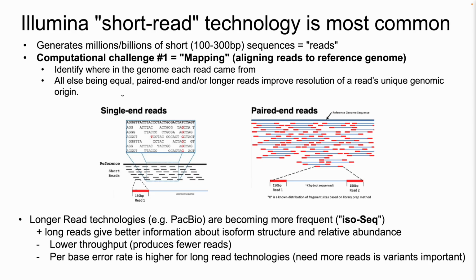So all of the problems with assembly that we're going to talk about on the next slide, and mapping, kind of go away with the longer read technologies, but they're still sort of expensive in the sense that you get lower throughput. We'll talk about why high throughput is important. And the per base error rate is higher, which also increases the cost. It means you've got to do more sequencing in order to correct the base calling errors. But it's coming along, and maybe in a few years, everybody will just be doing long read sequencing for RNA-seq.